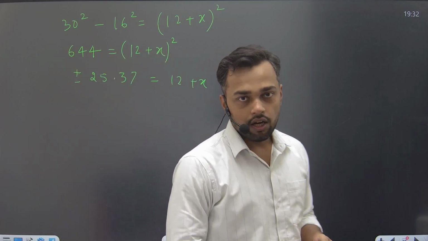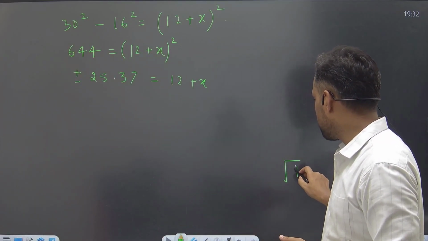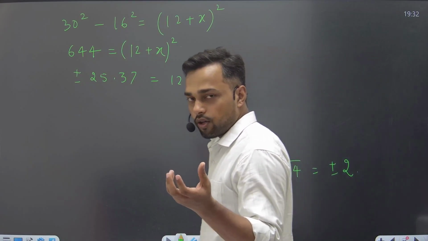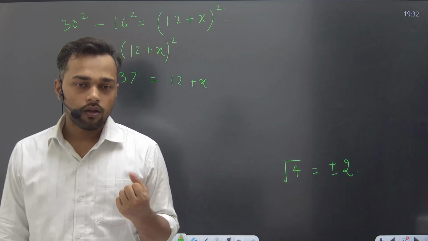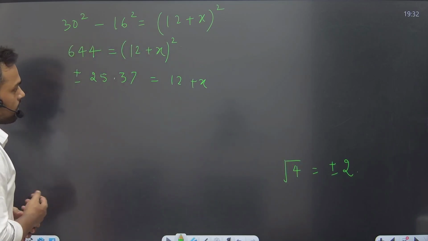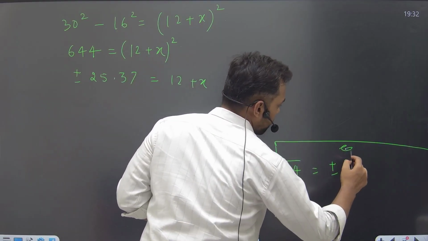How did you get positive and negative both? We know that the square root of 4 is positive and negative 2. It means if you square positive 2, you get 4, and if you square negative 2, you also get 4. This was for example purposes only.